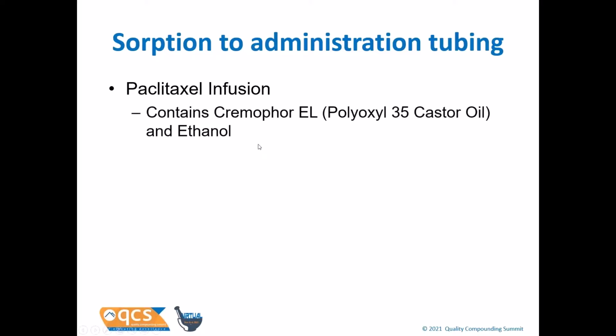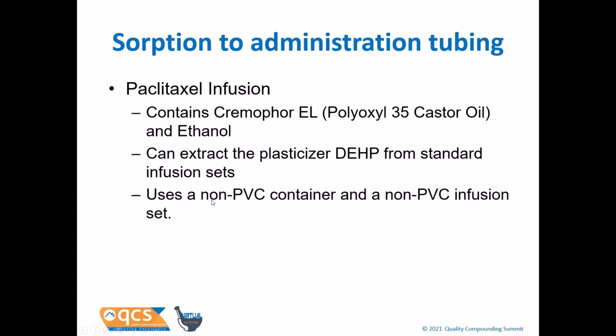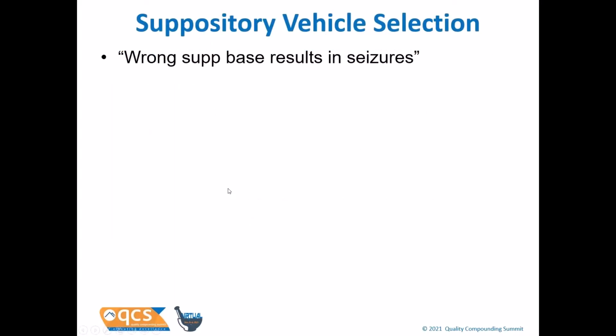One last thing on paclitaxel infusion contains Cremophor or polyoxyl 35 castor oil and ethanol. And what this can do is to actually extract part of the plasticizer, DEHP, diethyl phthalate, from standard infusion sets. And so this is why a non-PVC container and non-PVC infusion set is recommended for something like that.